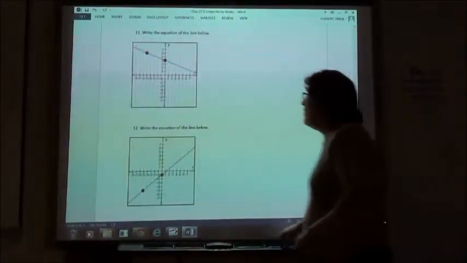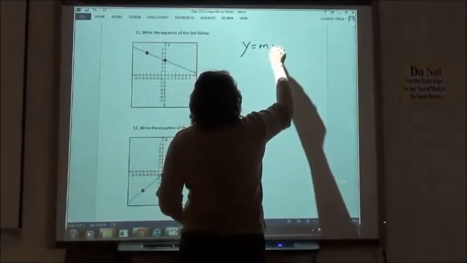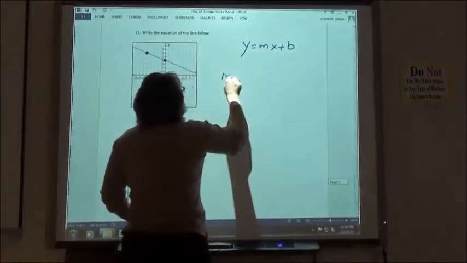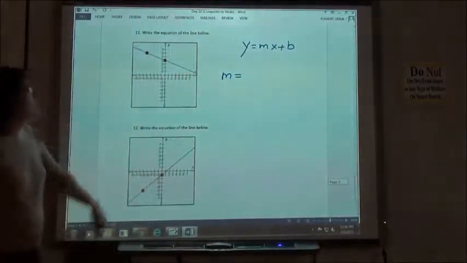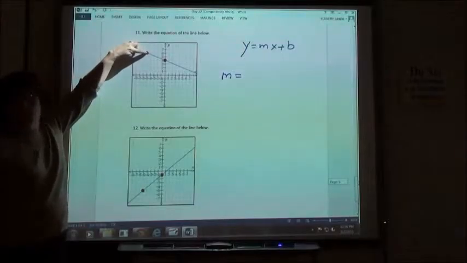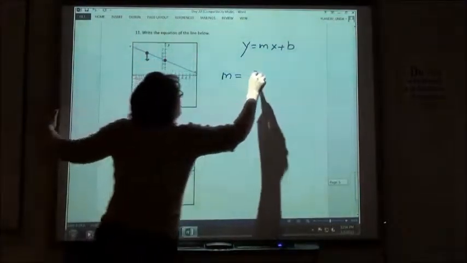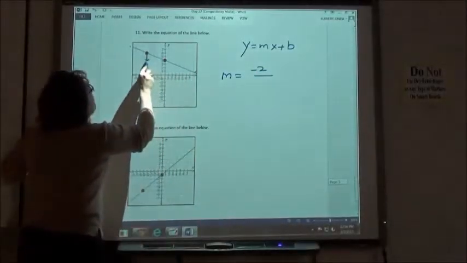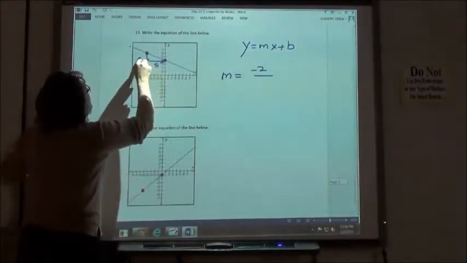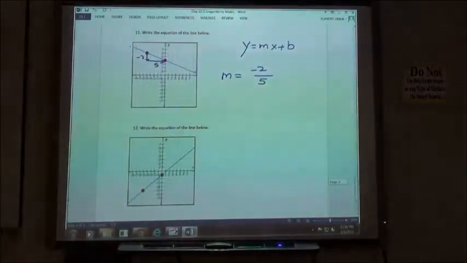So on number 11, if I'm going to write the equation of my line, y equals mx plus b, I'm going to start with my slope. So my slope is the change in y over the change in x. So if I start here, I'm going to go down 2, so -2 over 5. So -2/5 is going to be my slope. Down 2 and over 5.